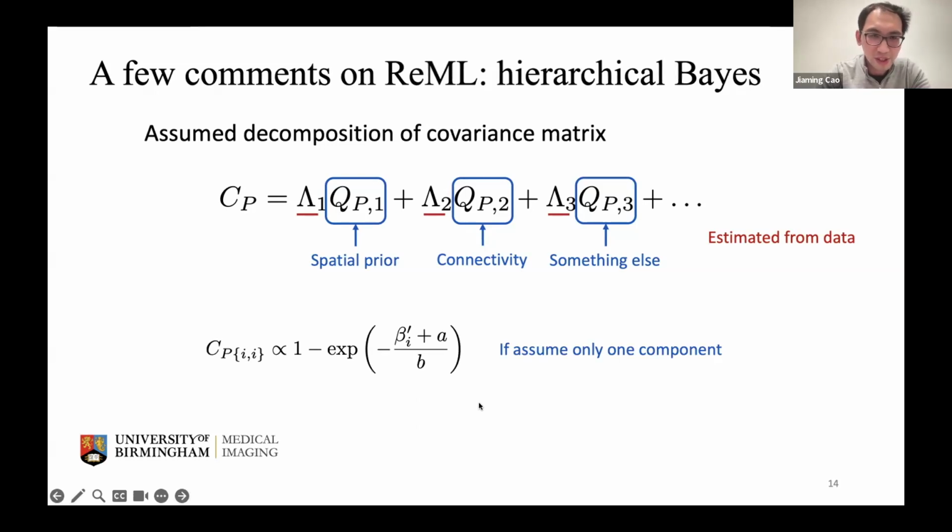And what we are doing is effectively a special case of this, where we assume that there's only one component that is related to the spatial prior. And here we see why I use this proportional sign, because this lambda one factor would be estimated by the algorithm itself, and all we're assuming is this QP that is on the right hand side of this bottom equation.